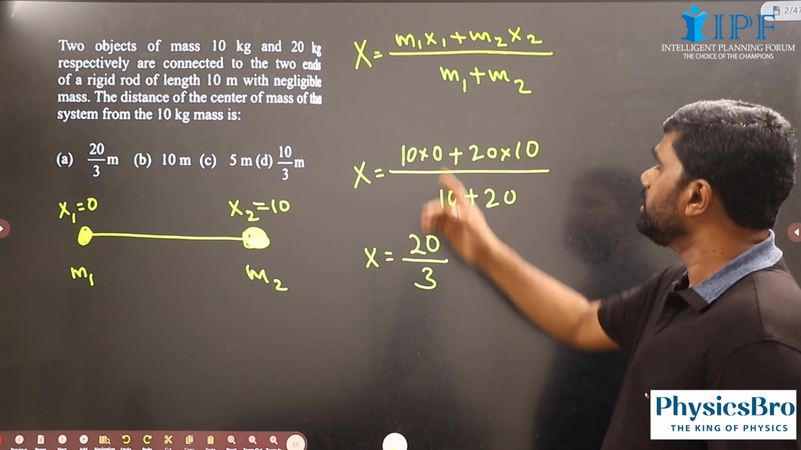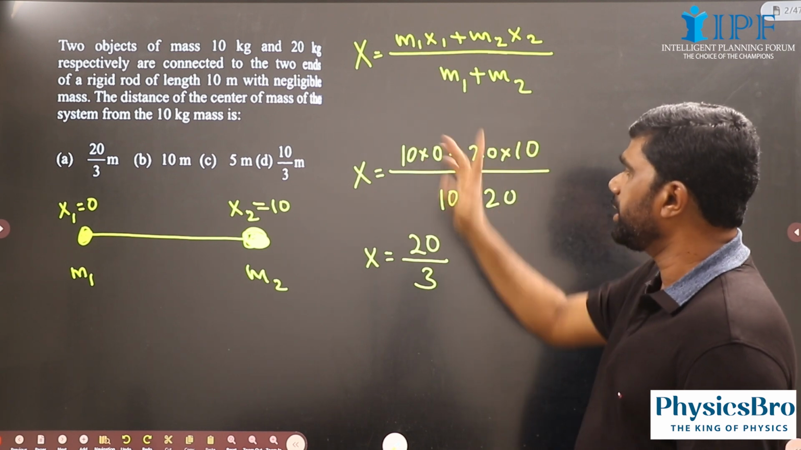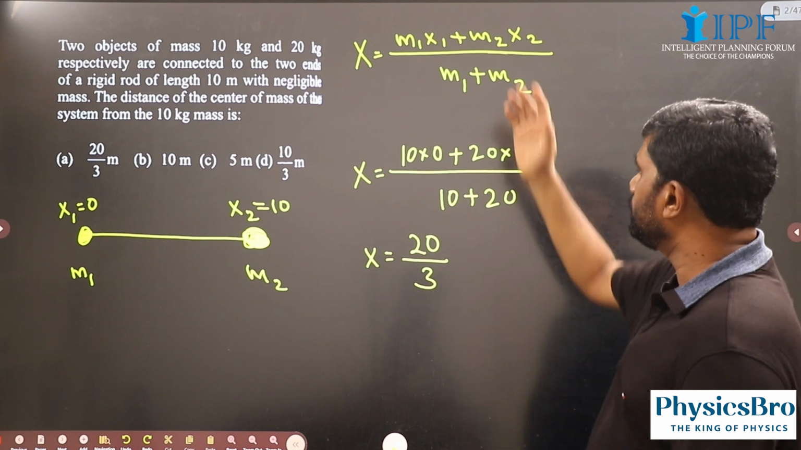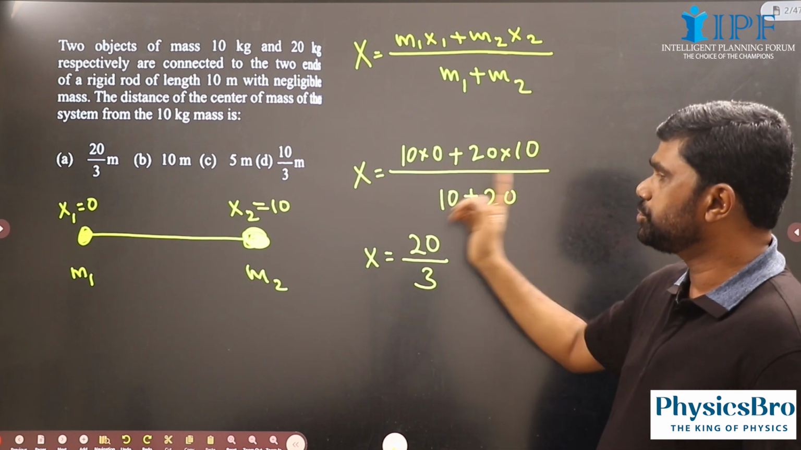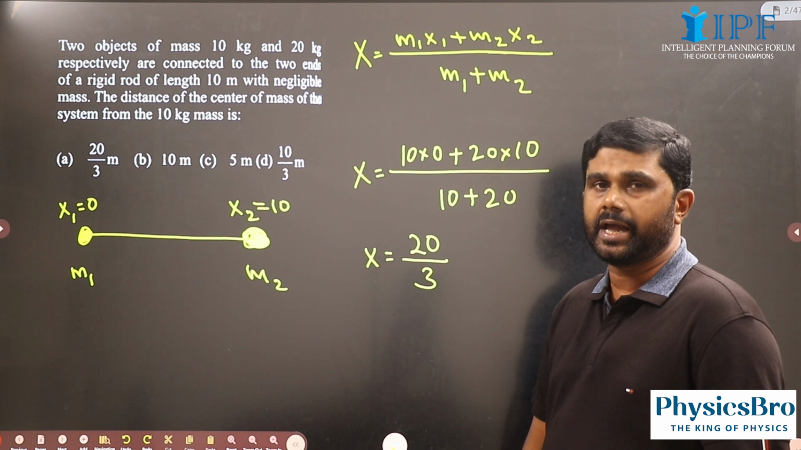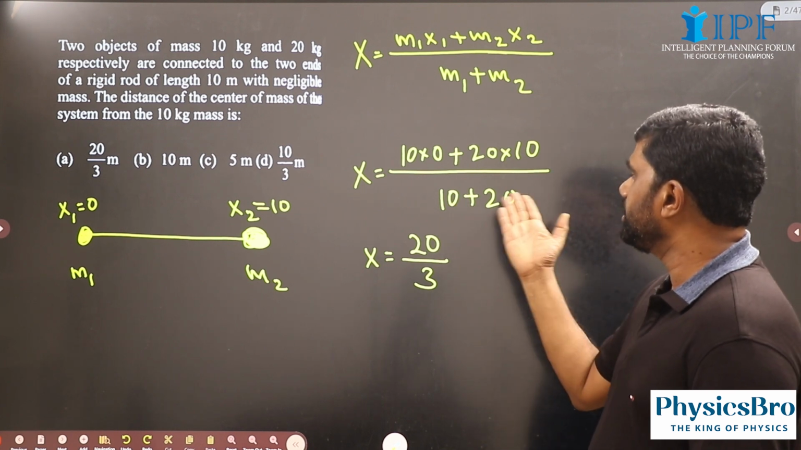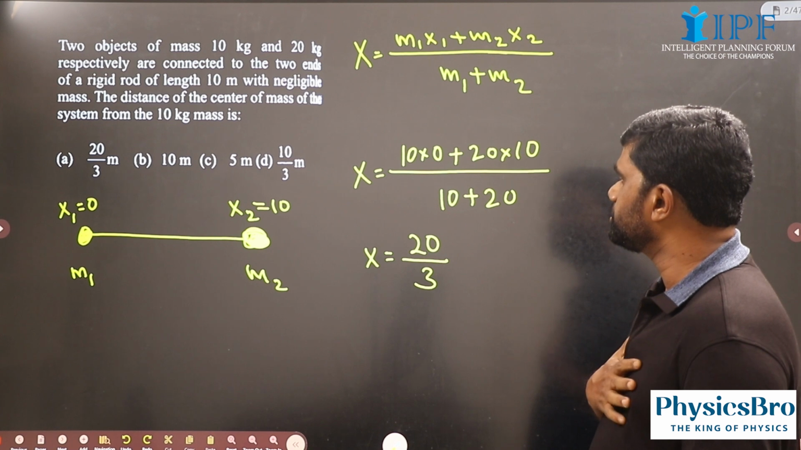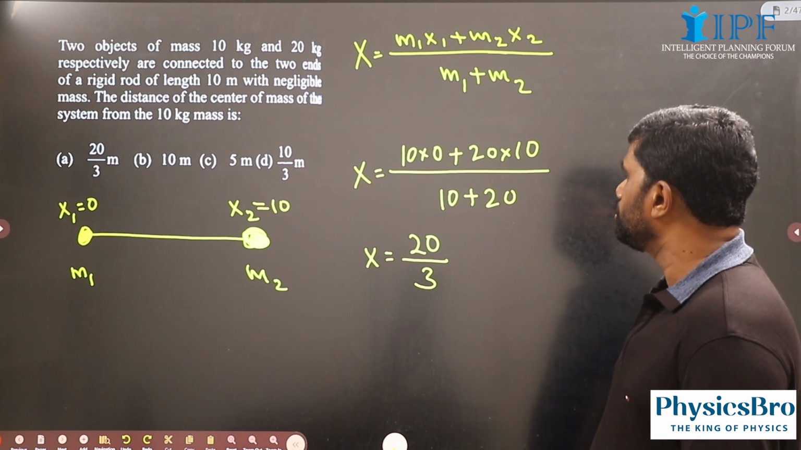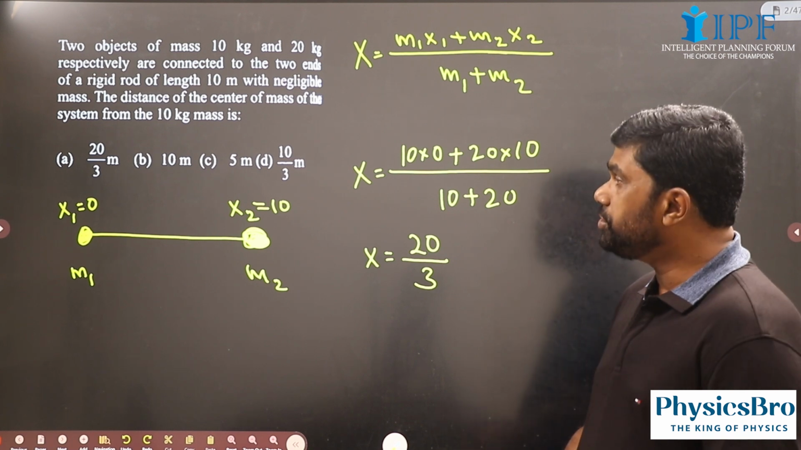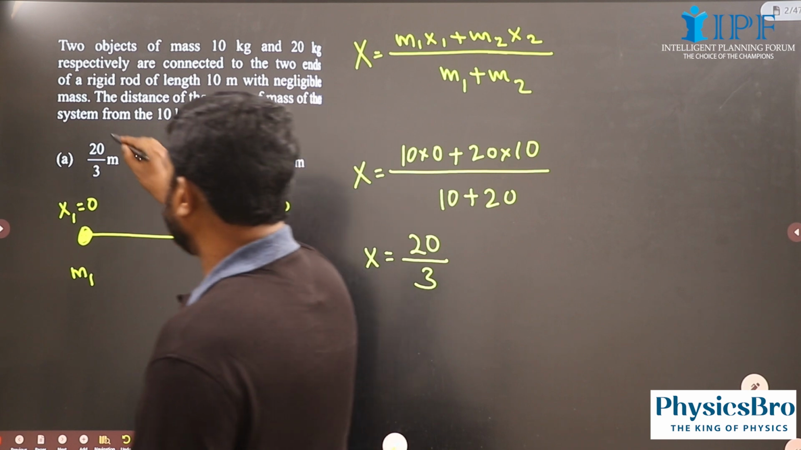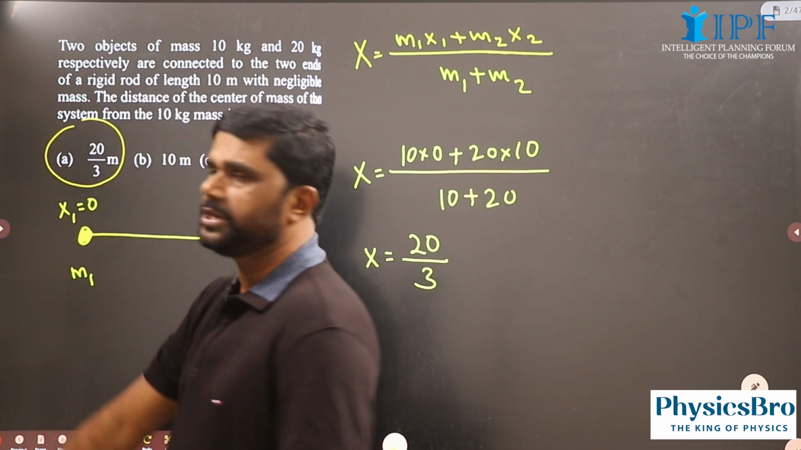Now m1 is 10 kg but x1 equals 0, and m2 is 20 kg and x2 is equal to the length of the rod, which is 10 meter. In the denominator we will have 10 plus 20, that is equal to 30. So 200 divided by 30, or 20 by 3 meter. 20 by 3 meter.